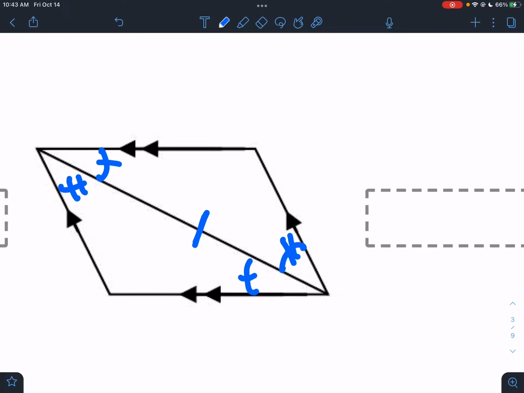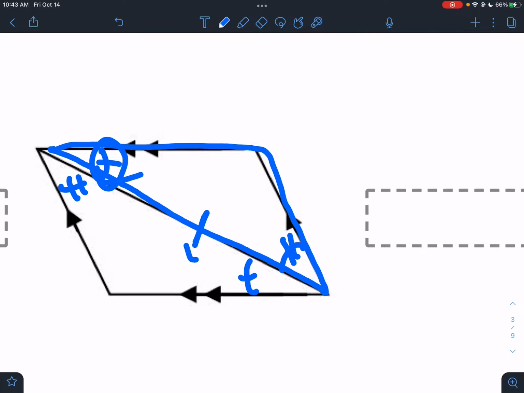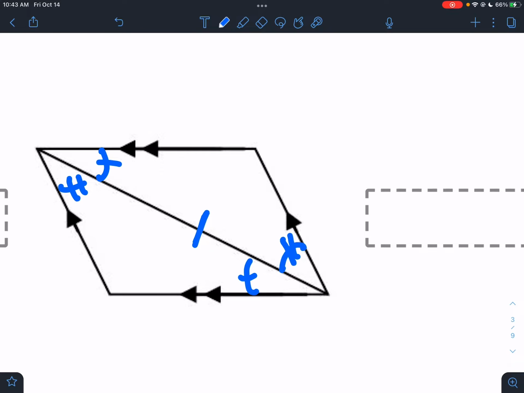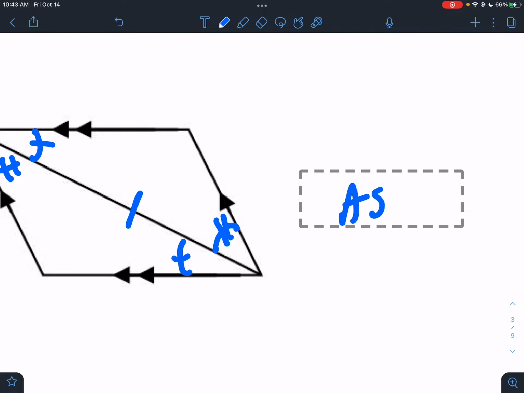If we focus on one triangle, please focus on one triangle. We have angle, side, angle. Does the side touch, or hold hands with, both angles? Yes, it does. All right, that's angle, side, angle.